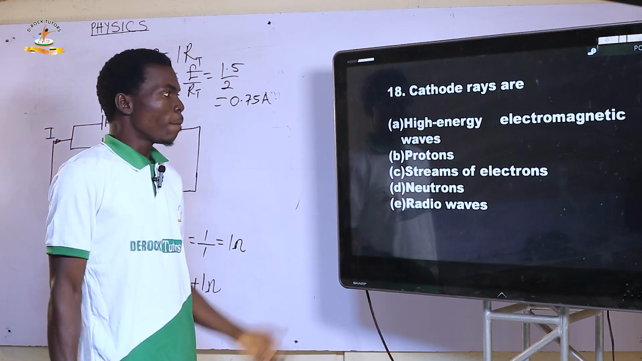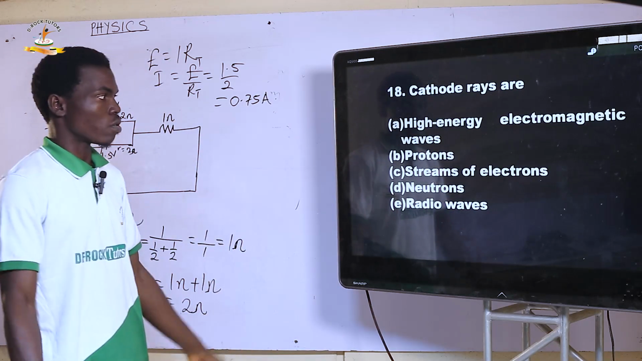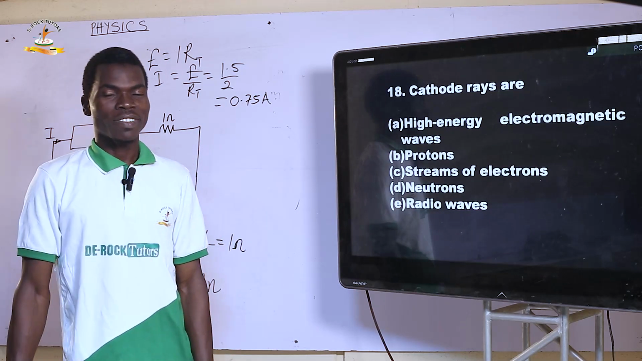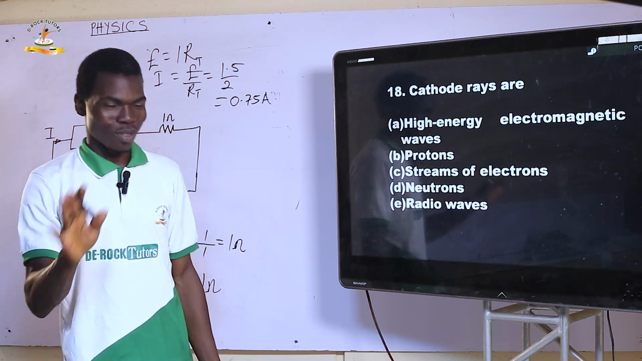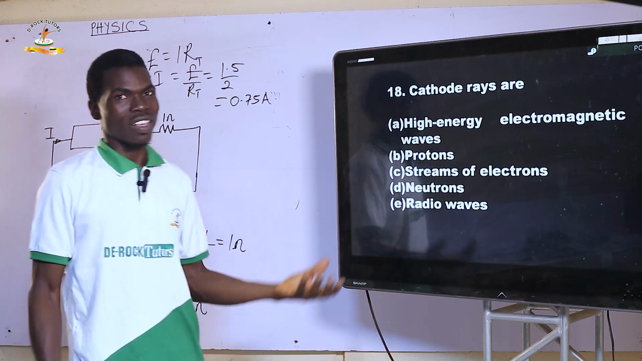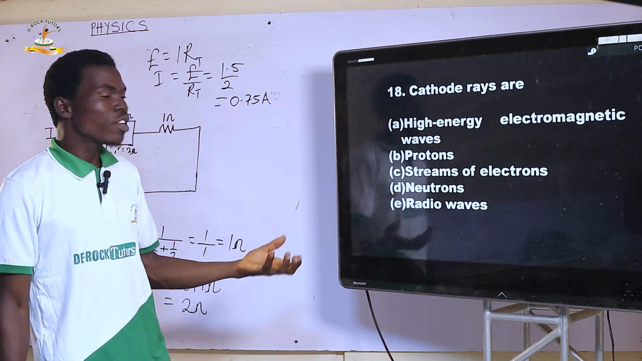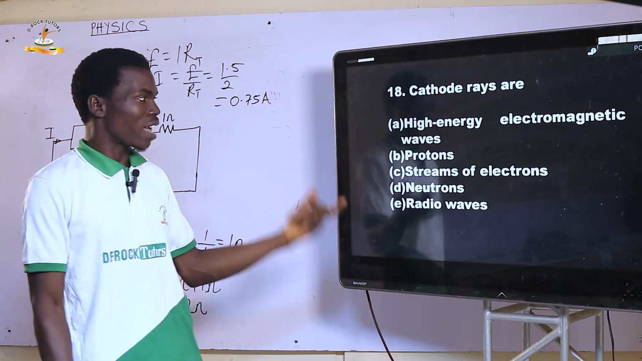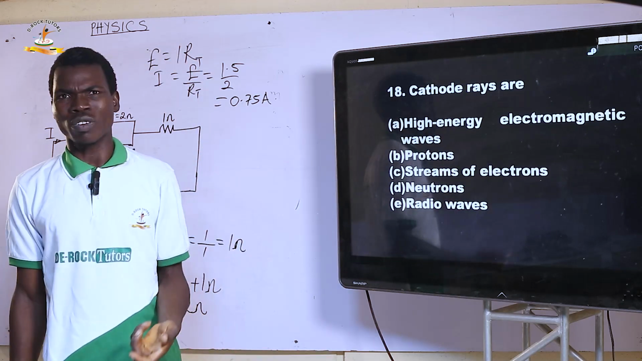It's not an option. B, protons. They are not protons. C, stream of electrons. Just wait. Let's get the next option. Neutrons. They are not neutrons. E, radio waves. They are not radio waves. So we go back to the option we jumped. That is option C, streams of electrons.